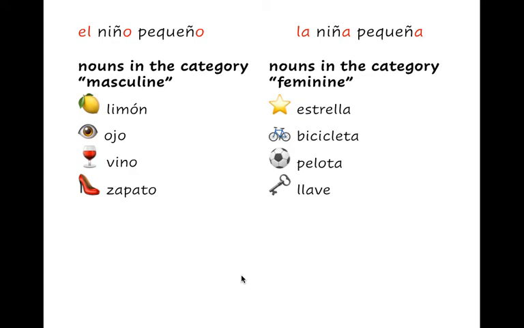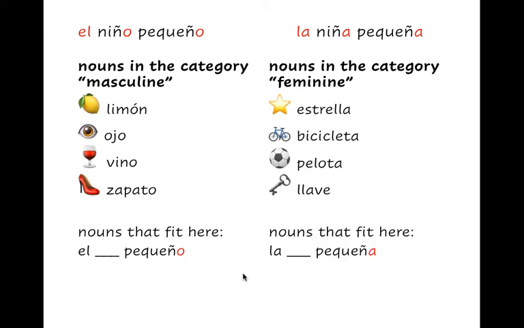And in fact, it's more insightful to note, rather than saying this has something to do with gender, that the so-called masculine are simply nouns that fit in that blank, and the nouns categorized as feminine are simply the ones that fit in this other blank.